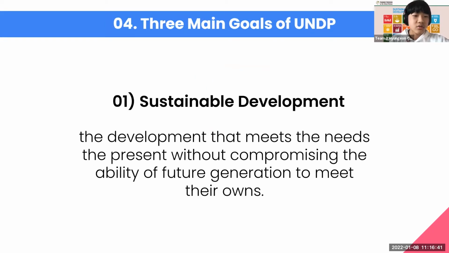The three main goals of UNDP are sustainable development, climate and disaster resilience, and democratic governance and peace building. The first one is sustainable development. It means the development that meets the needs of the present without compromising the ability of future generations to meet their own.